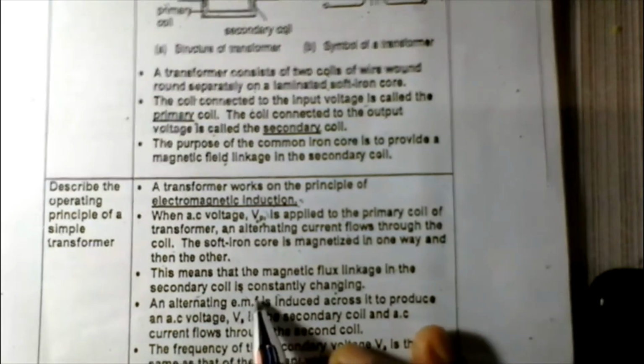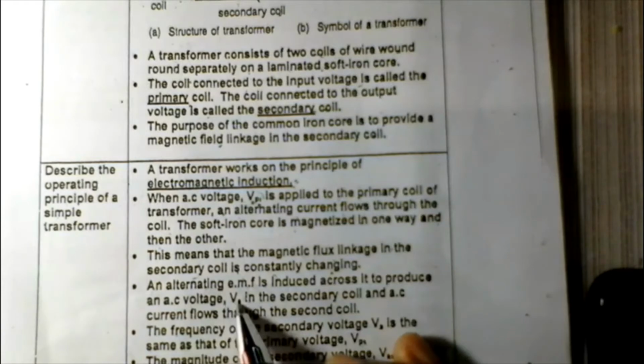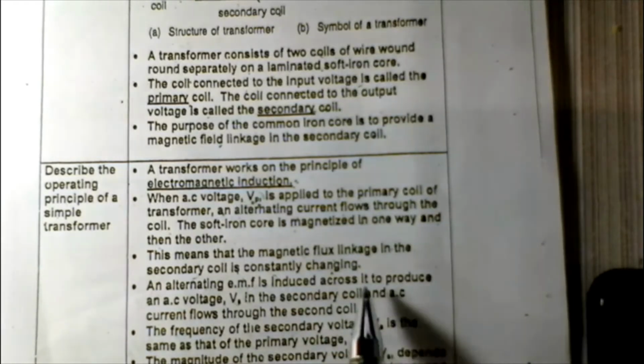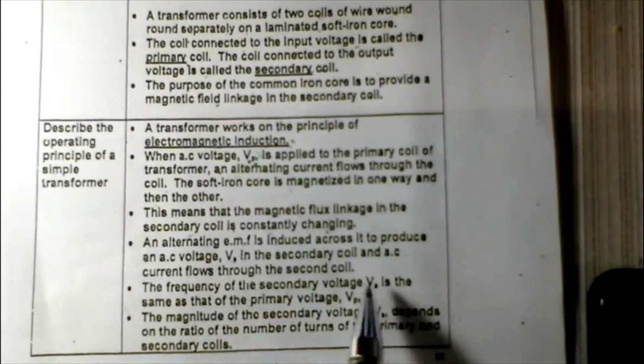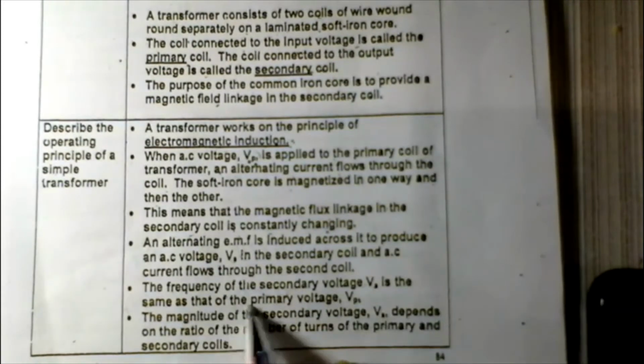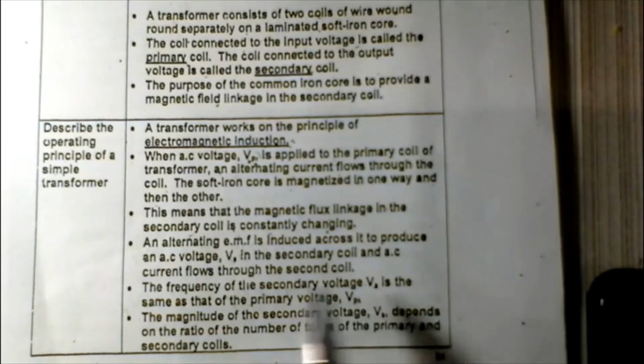An alternating EMF is induced across it to produce an AC voltage Vs, the secondary voltage. In the secondary coil, an AC current flows through the second coil. That is the induced current flowing in the second coil. The frequency of the secondary voltage Vs is the same as that of the primary voltage Vp. So Vp and Vs have the same frequency.